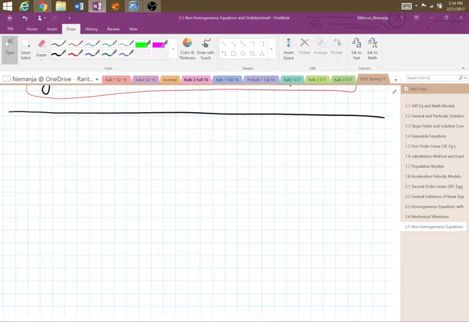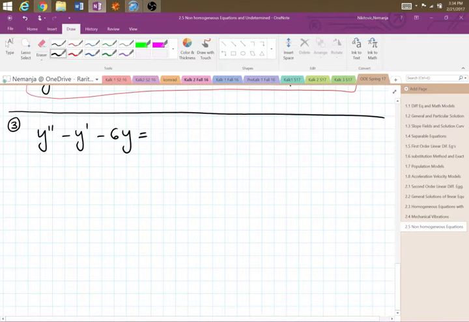So this is actually problem number 3 in the textbook. So y double prime minus y prime minus 6y is equal to 2 sine 3x. Now we have a forcing term, which is a sine function, so it periodically pushes the system. Think about pushing a kid on a swing. It's coming back, you push it, it goes away, comes back, you push it again, and so on. So that's how you apply this.